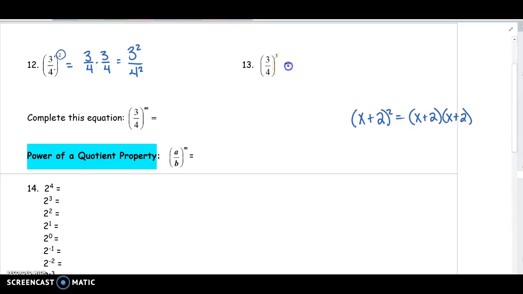Using what we now know, 3/4 to the 3rd would be 3 to the 3rd over 4 to the 3rd. So this would be 3 to the m over 4 to the m. The actual property, the power of a quotient property, says that if you have a/b raised to the m, you have a to the m over b to the m.